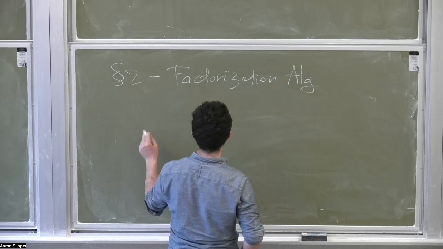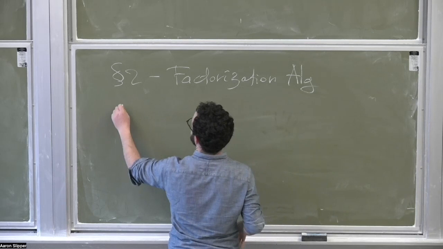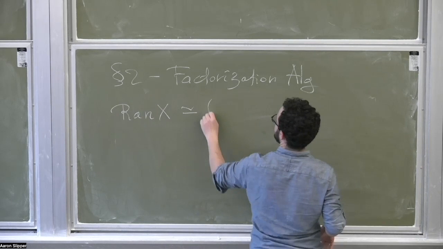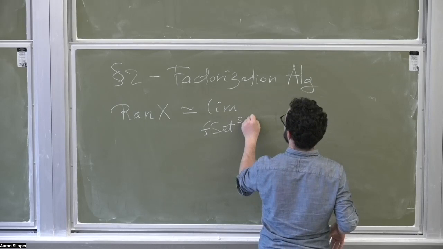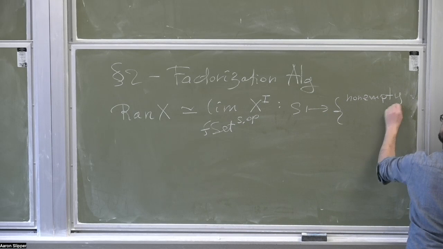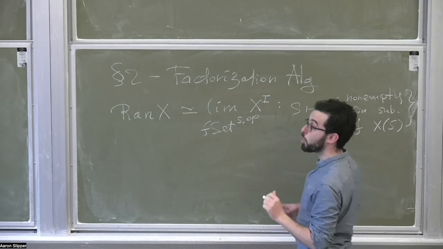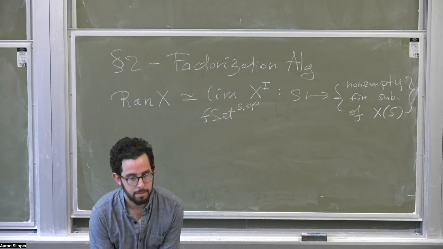So, in the topological setting, a factorization algebra was some sheaf on the Ran space. So Ran X is going to be the limit over the category of finite sets with surjections, sending S to X^S. Just the moduli space of nonempty finite subsets of X.